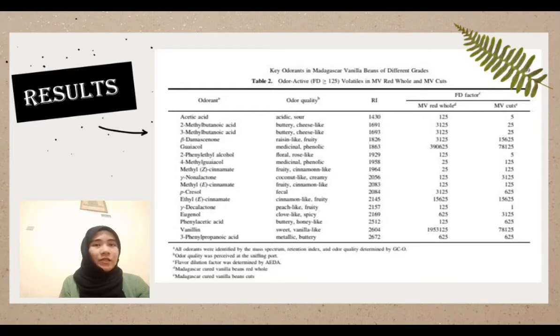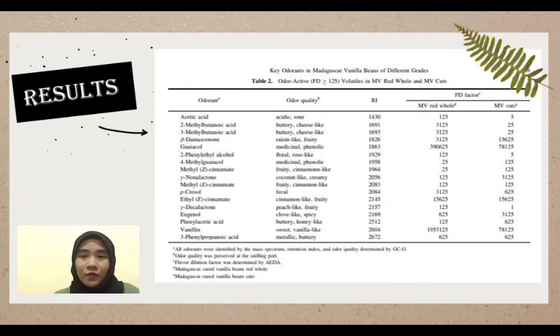And for the second last, which is vanillin, it has a sweet and vanilla-like odor quality. And for the last one, 3-phenyl propanoic acid, it has a metallic and buttery odor quality. For the second result, we will go through the FD factor.